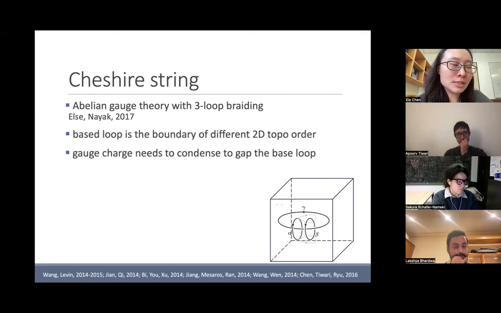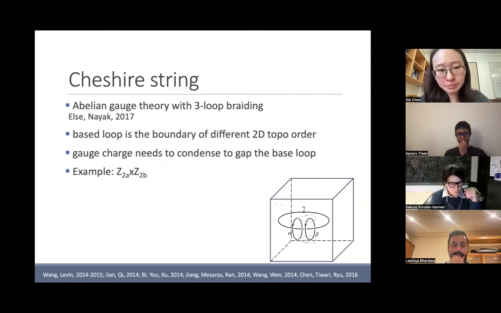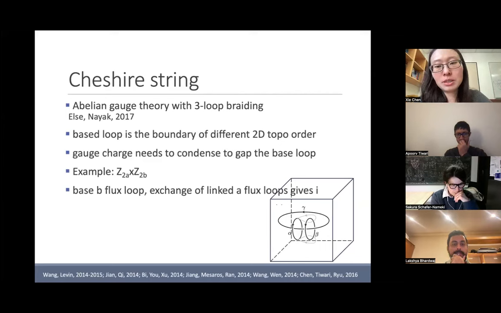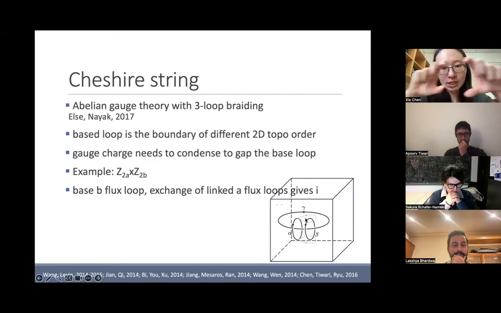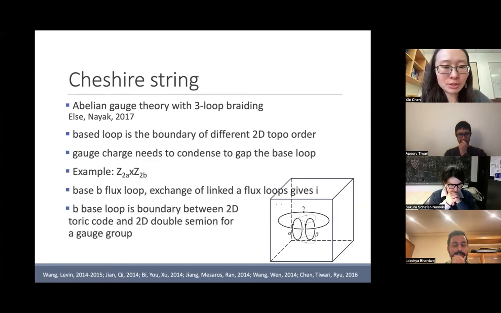So even in the simplest Z2 cross Z2 example in this category, the B flux loop, if we have a B flux loop and then we have a 2A flux loop linked with it, that exchange gives you an i statistics. That means the B flux loop is the boundary between 2D toric code and 2D double semion, and if we want it to be gapped, we have to condense the Z2 gauge charge. So the gauge charge has to condense on a flux loop, even though this is some abelian gauge theory. So in this situation, it also shows up very naturally. The first gauge charge has to condense on the second flux loop.